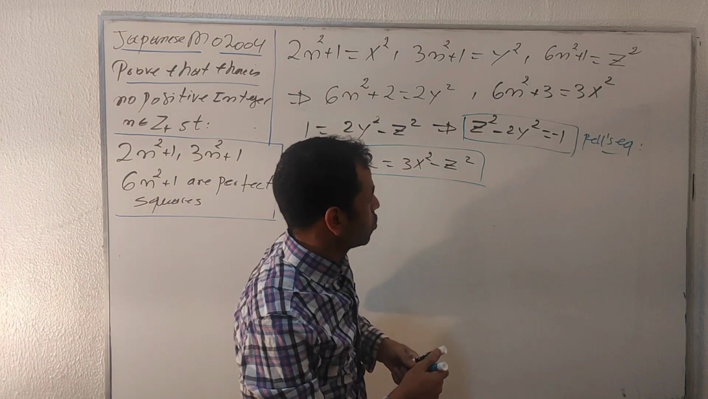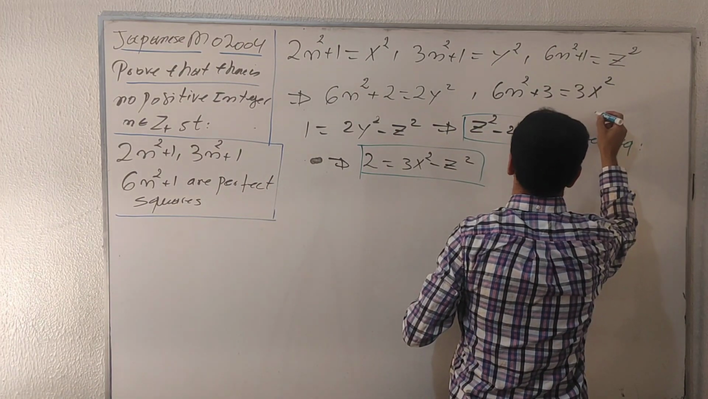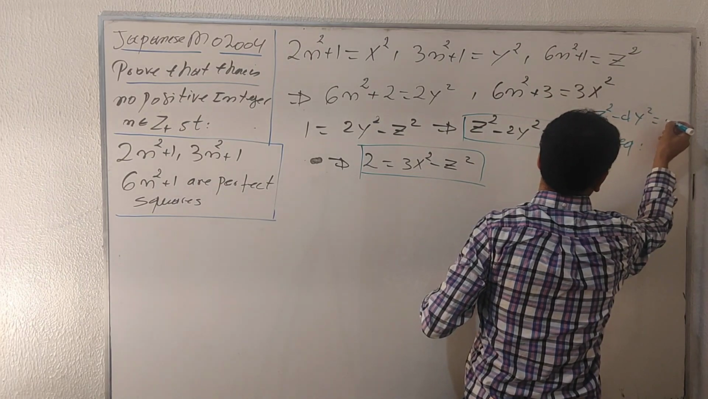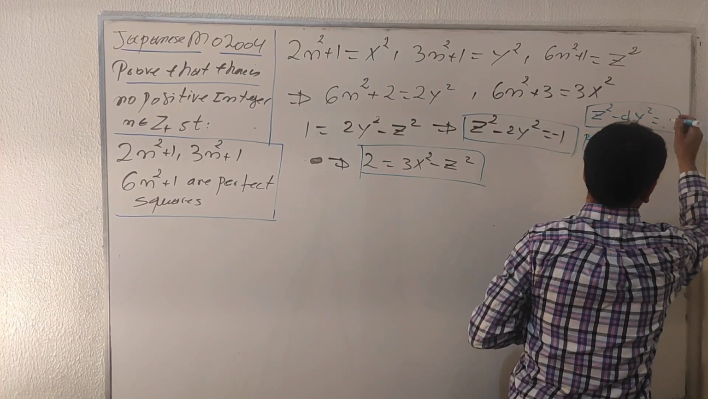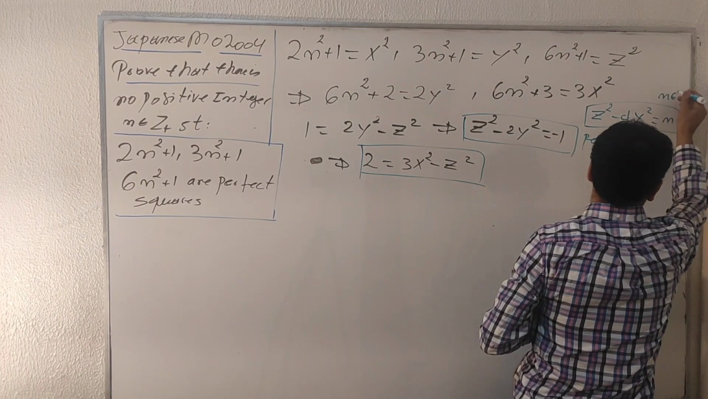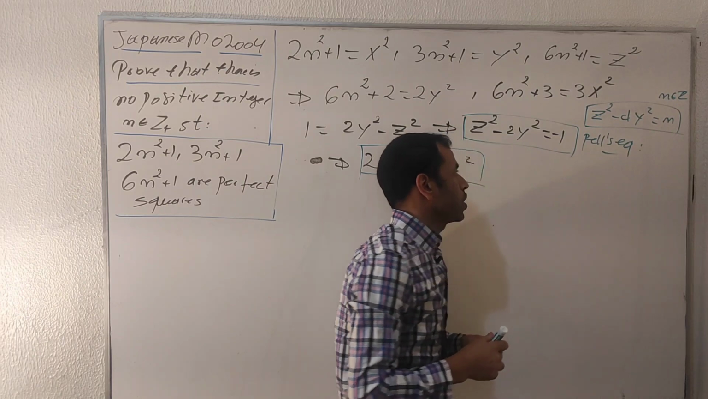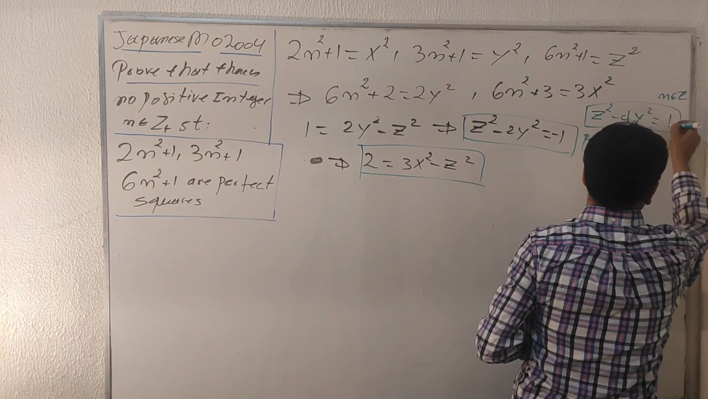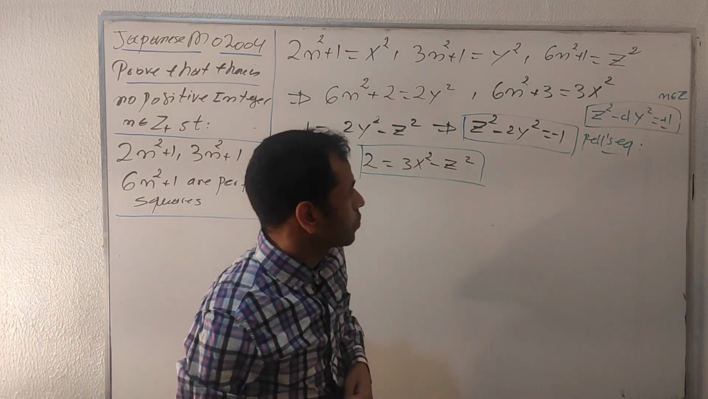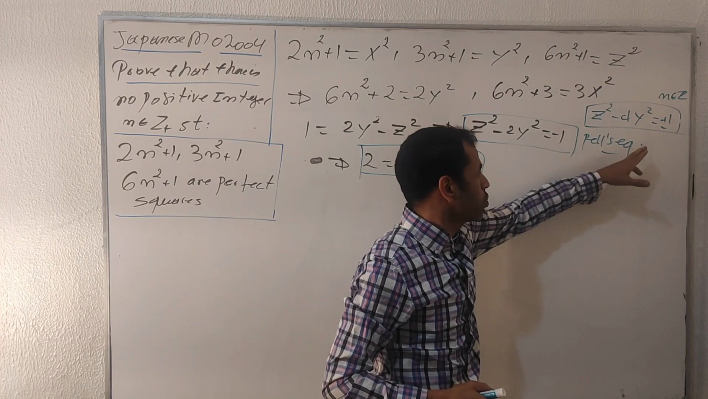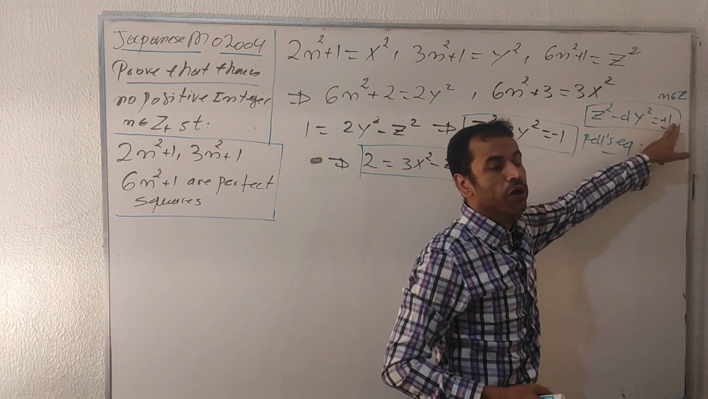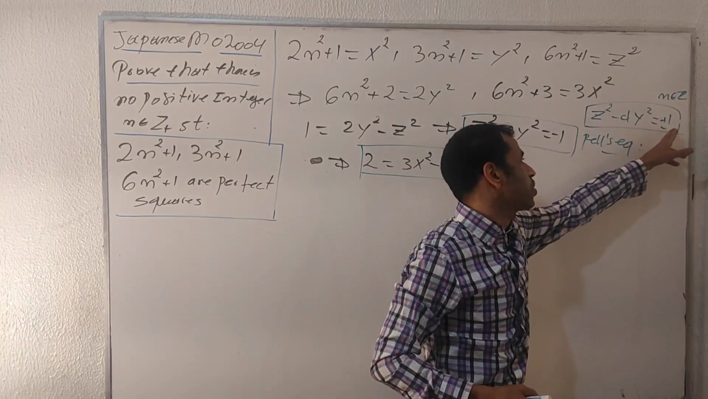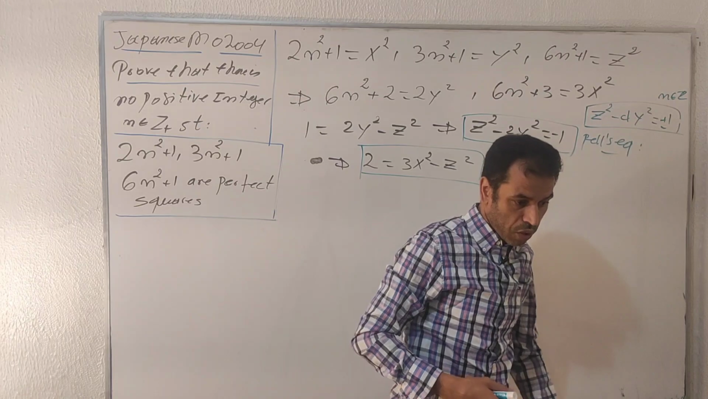Because as you know, Pell's equation is always written in this form: z squared minus d y squared equals n, where n is an integer. We are taking n as a special case, 1 or plus or minus 1. Usually we're dealing with the case when we have 1 here. So if n is not equal to 1, you still can solve the equation as well.